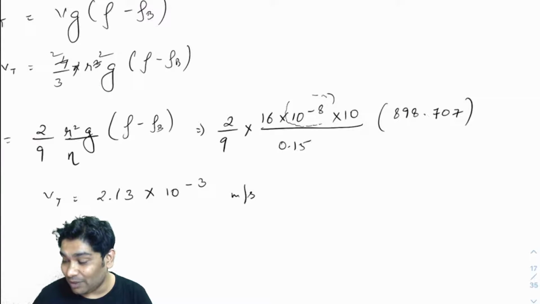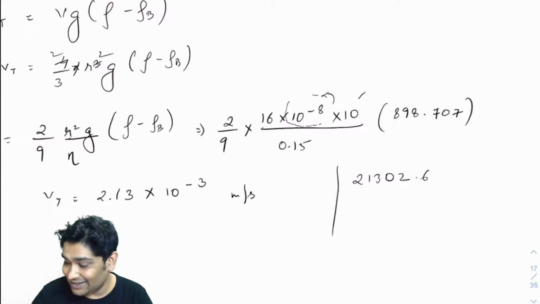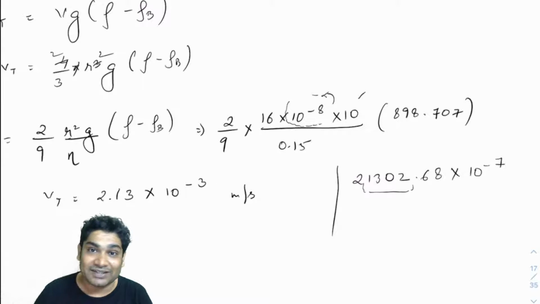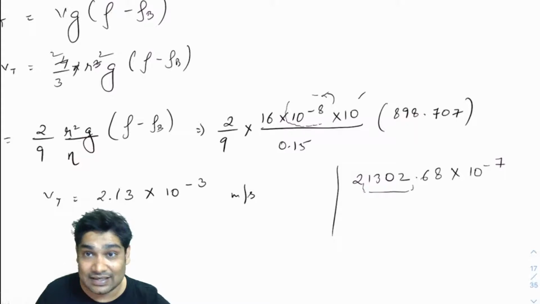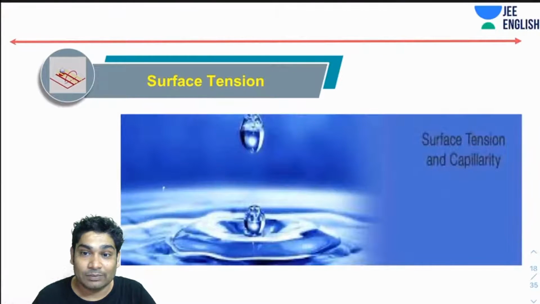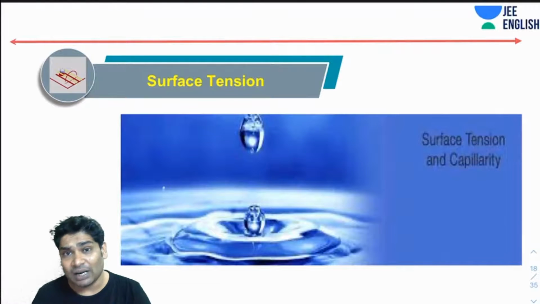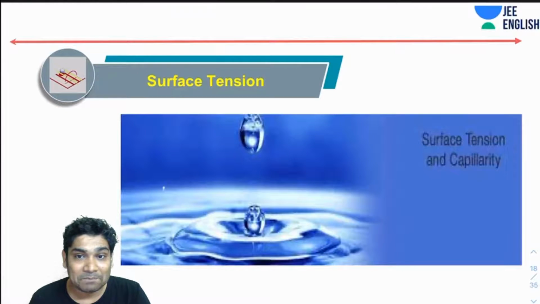Okay, so this is 10 to the power minus 7. What I am getting is 21302.68 into 10 to the power minus 7. So obviously if you put it 0 here, this becomes 10 to the power minus 3. So you need to check your calculations one more time, Vineet, because this is the right answer. It is not 20. It won't come out to be that big.